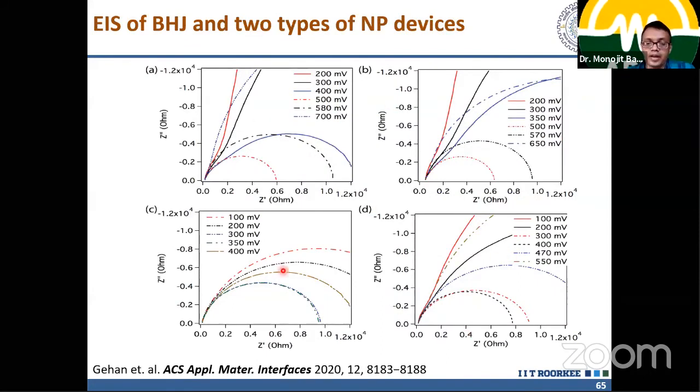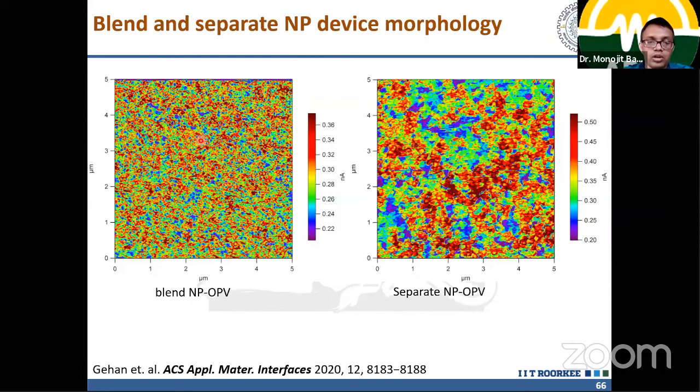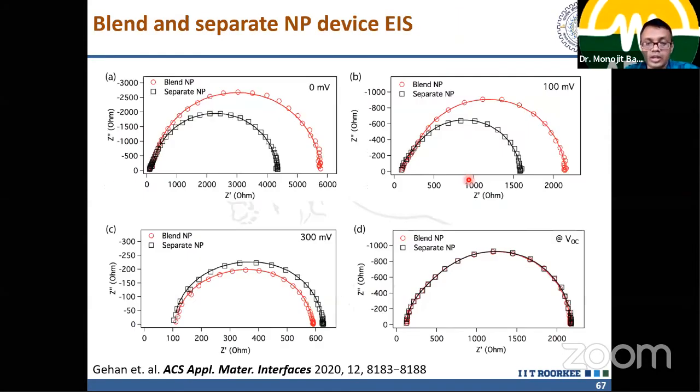So there are different device impedance curves under dark, and you can see the separate nanoparticle is slightly different from other nanoparticles and so on, right? Now if you look at the morphology of these two, blend nanoparticles and separate nanoparticles, you can see the blend nanoparticles' domain sizes are much smaller, while separate nanoparticles are still not up to the mark, and that is the reason we don't get much higher efficiency. And also, as I said, the surface defect states and the intrinsic doping during synthesis play a big role there. And these are some impedance data. I'll skip that. Those who are interested can look at this paper here, so the details are given there. From the impedance data, you can find out a lot of interfacial properties.